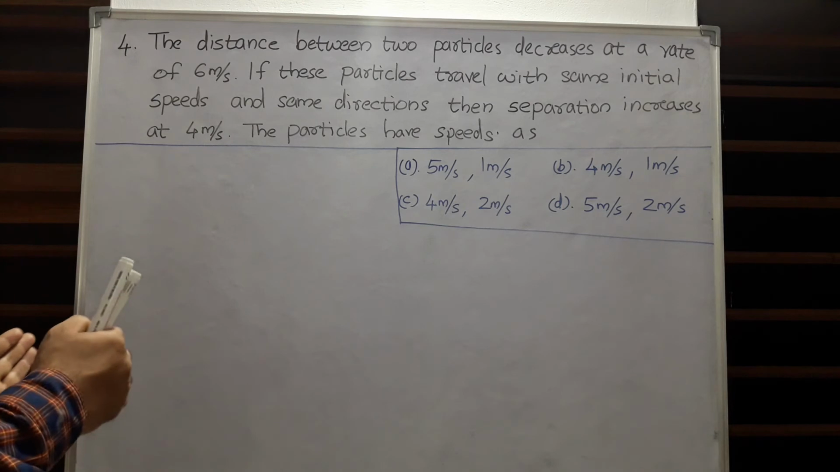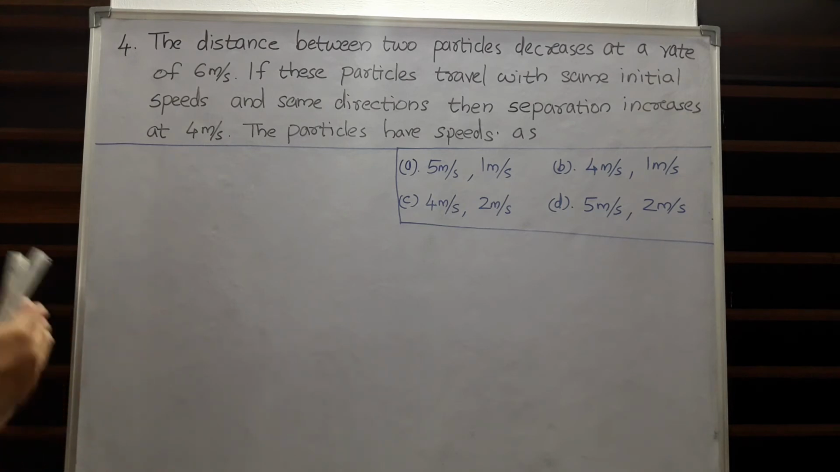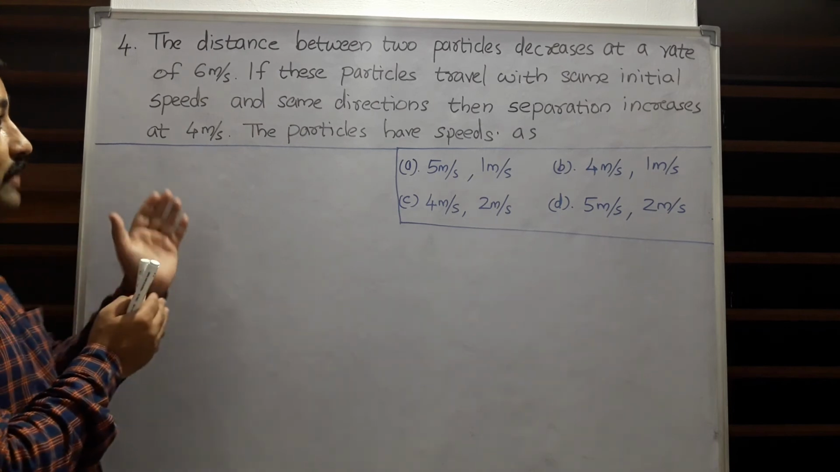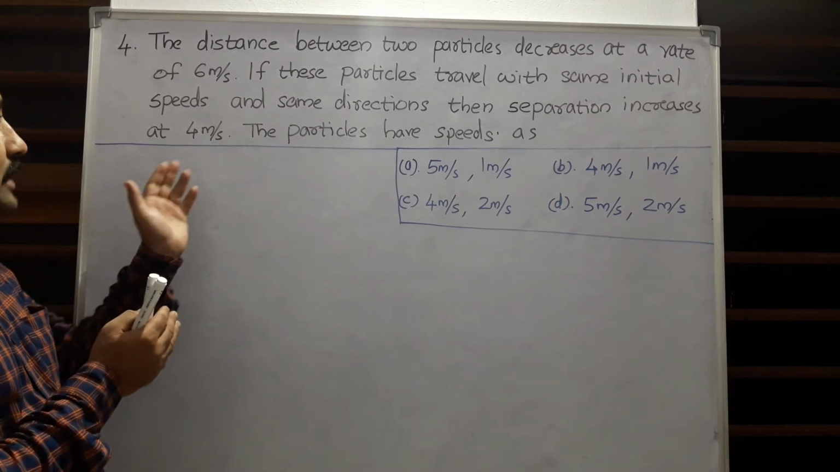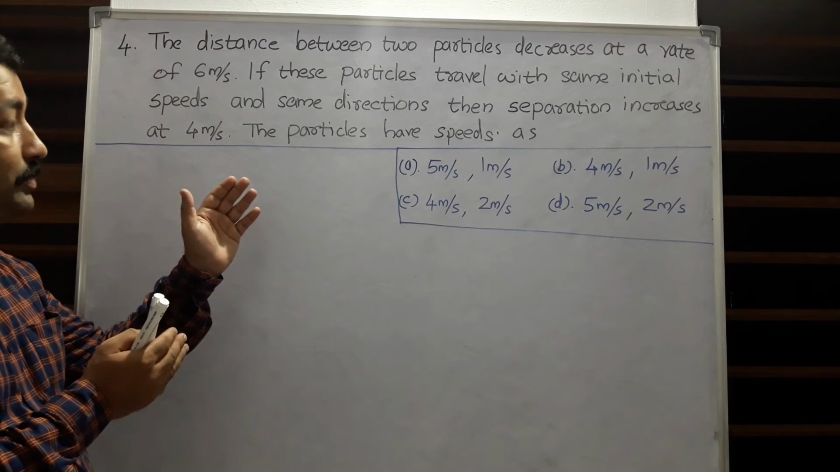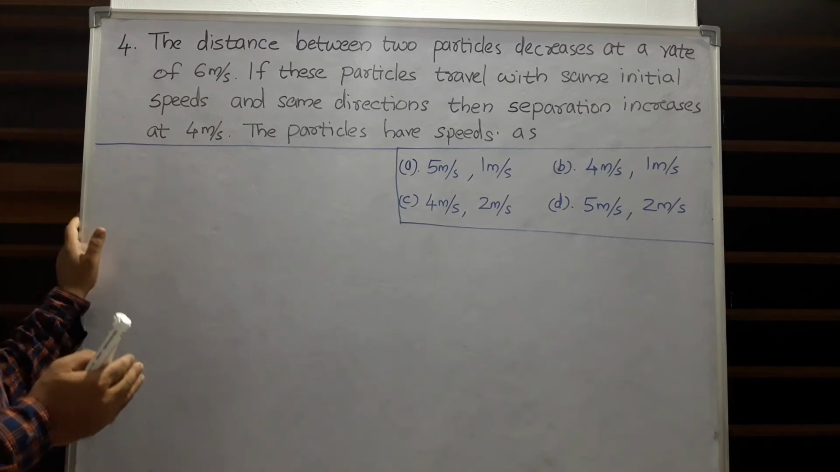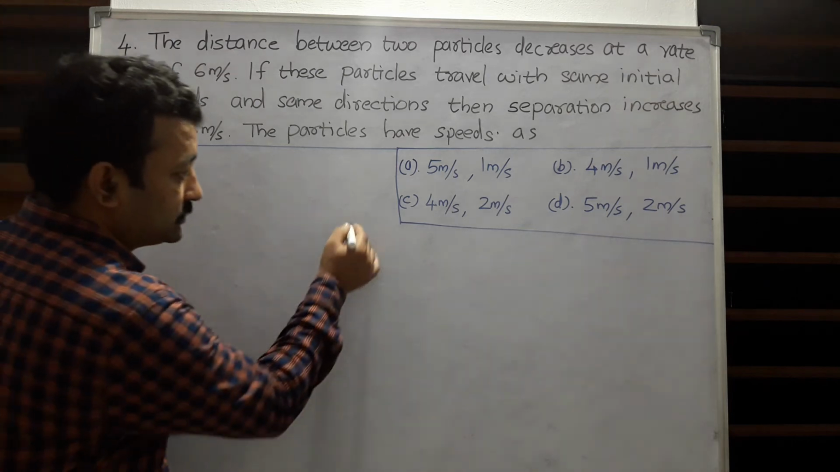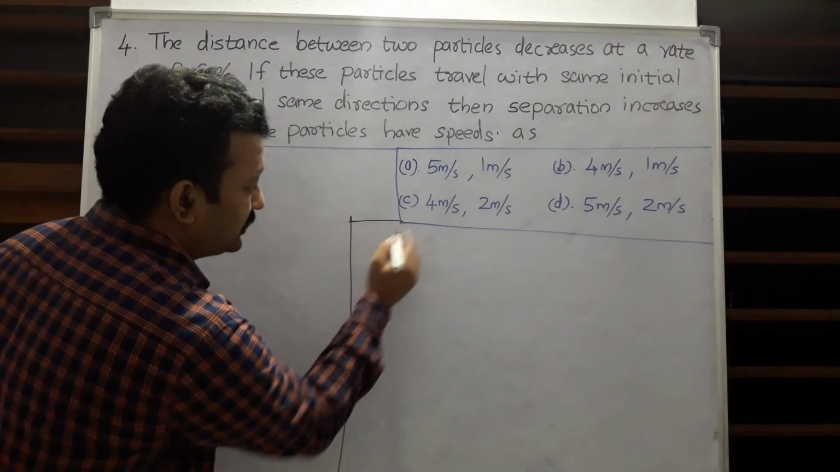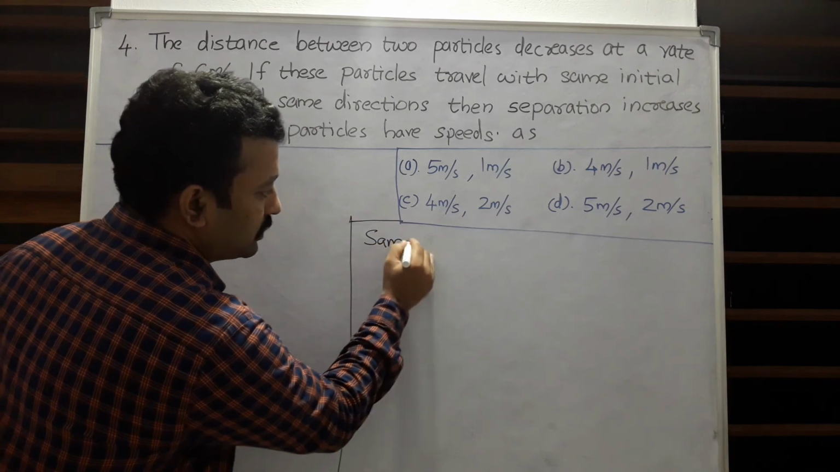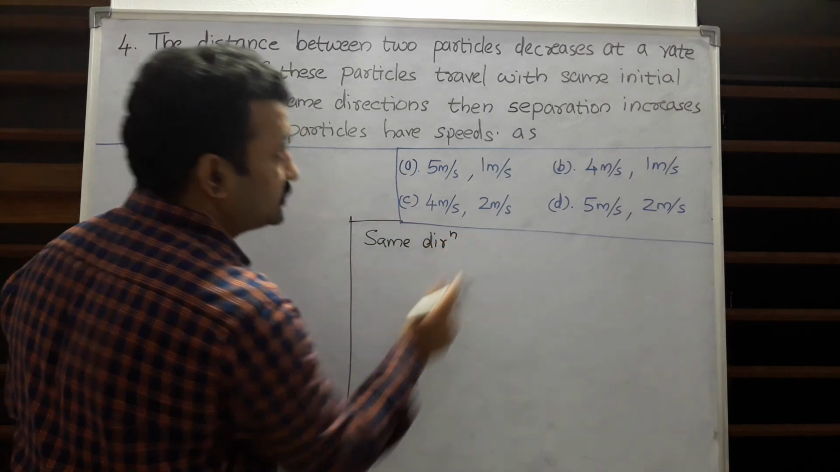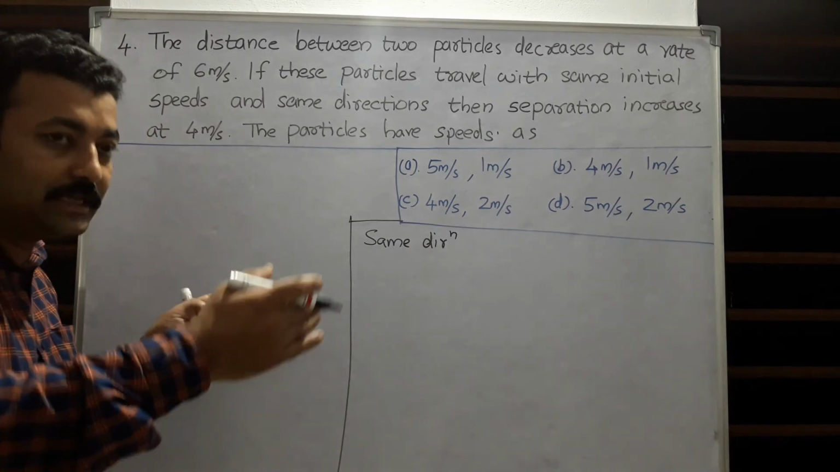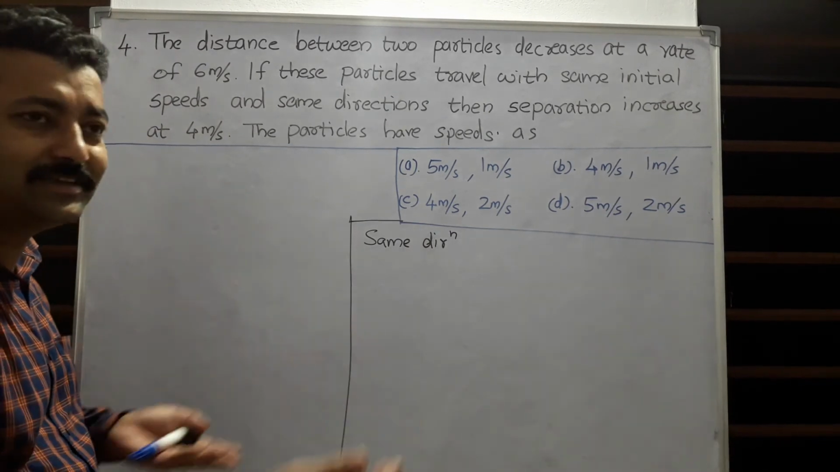The distance between two particles decreases at a rate of 6 meter per second. That means they are coming closer in a particular situation. Now, second situation is if they travel with same initial speed and the same direction, then separation increases at 4 meter per second. So that situation we can analyze first. If they are moving in the same direction, separation increases at 4 meter per second. That means the distance is increasing at 4 meter per second.